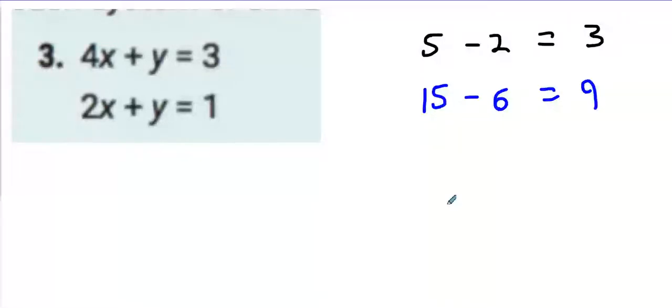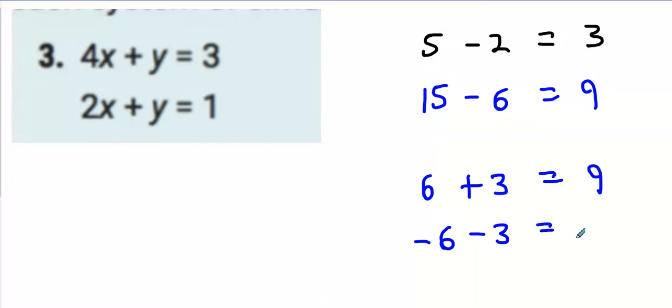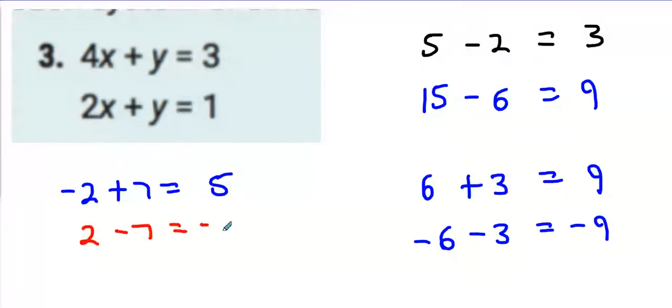Give you another example. 6 plus 3 equals 9. I want you to multiply both sides by minus 1. What happens when you multiply both sides by minus 1? Minus 6 minus 3 equals minus 9. Do you understand that you're allowed to multiply both sides by minus 1? Or, I'll give you this one. Minus 2 plus 7 equals 5. Once again, multiply both sides by minus 1. What do you get? 2 minus 7 equals minus 5. And it works, doesn't it? Is everybody cool with that?